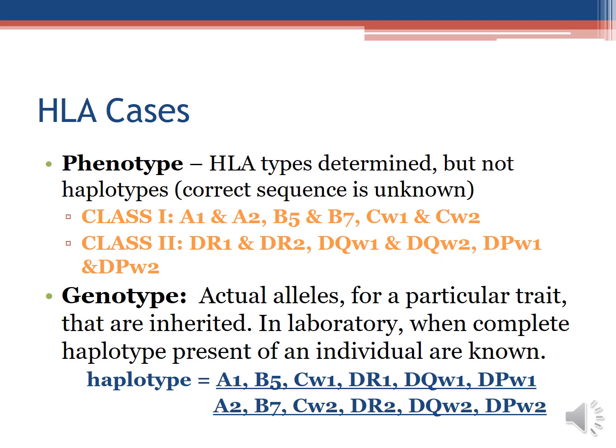When we find out the genotype, these are the actual alleles for a particular trait that are inherited, so we know the grouping of these. So we know the haplotype. We'll find out that our A1, B5, CW1, DR1, DQW1, and DPW1 will be inherited from, let's say, our father. And then our A2, B7, CW2, so on and so forth, we have inherited from our mother. So in our genotype they are actually grouped together, while in our phenotype we have our known HLAs, but we don't know what sequence they are in.